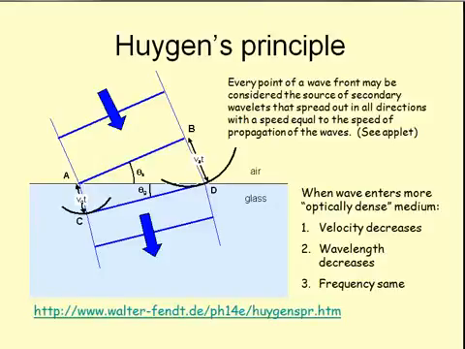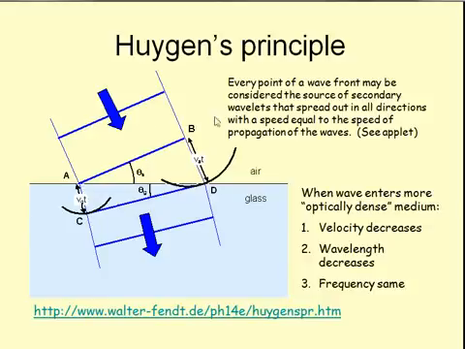Hello again. In this video we're going to talk about Huygens' principle. Christian Huygens was a Dutch physicist. He's dead. But he came up with this principle about how light propagates.